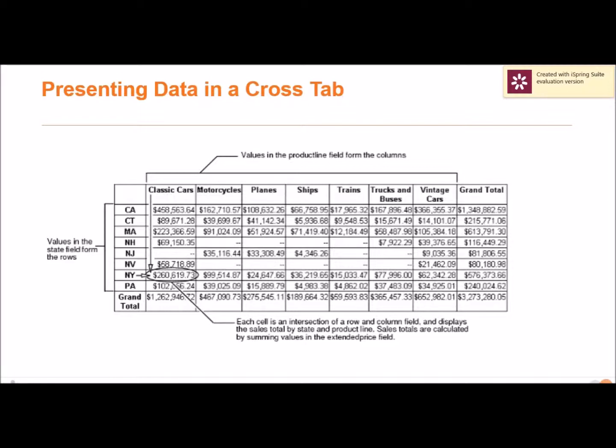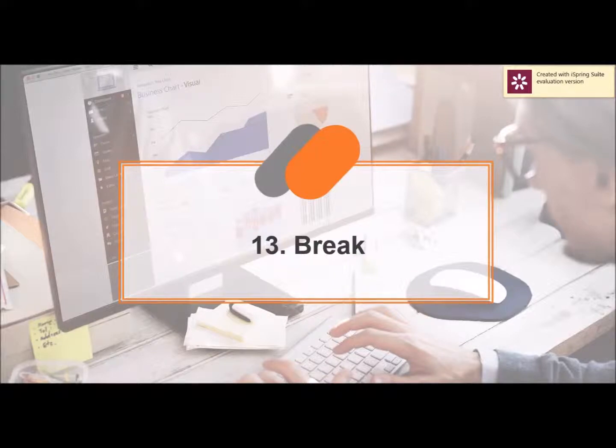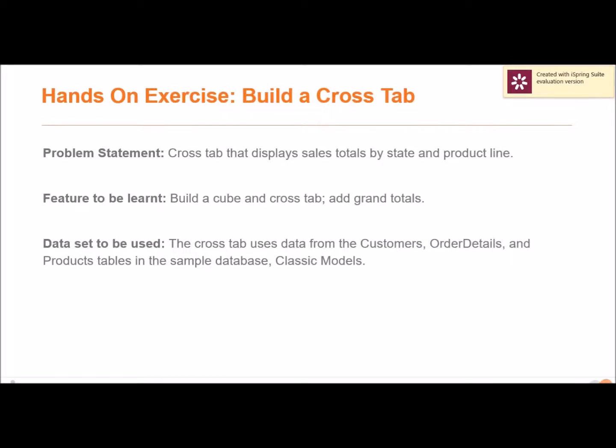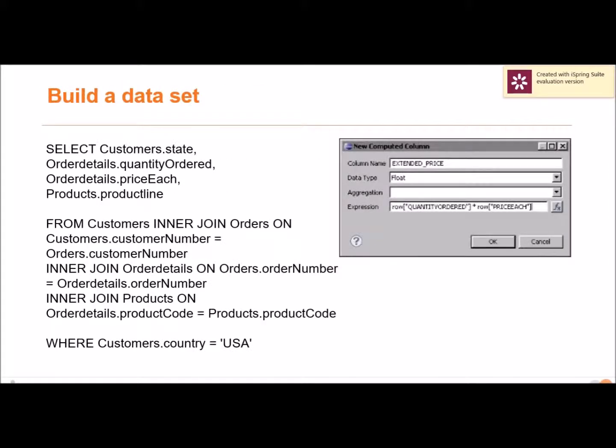So let's do some of this. Oh, you first get a break. We're going to build a report that has a Crosstab. Okay, our problem statement: Crosstab displays sales totals by state and product line, which the picture we were just looking at. And the way you do Crosstab, you have to first build a cube, and then you do Crosstab and grand totals. And data set to be used, we are going to use customers, order details, and product table in classic models, of course. All right, let's get to it.